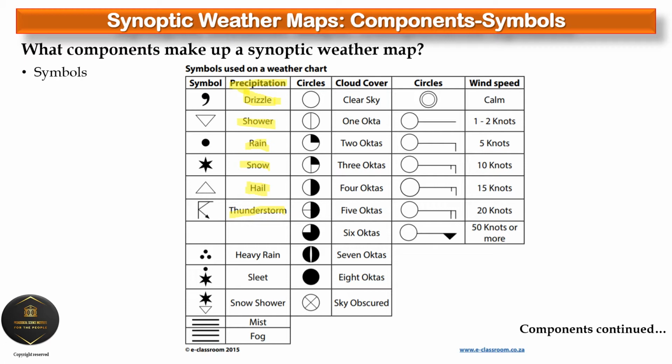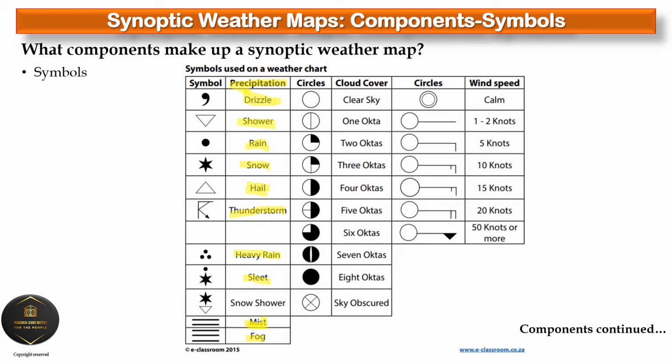And we also have heavy rain. Heavy rain is represented using 3 dots. Sleet is represented using a star and a dot. Snow shower is represented using a star and an upside down triangle for shower. Then mist is represented using a double equal sign, let's just put it like that, and fog is represented using triple lines, right? So that's how we represent fog. So those are the symbols or some of the components we have.